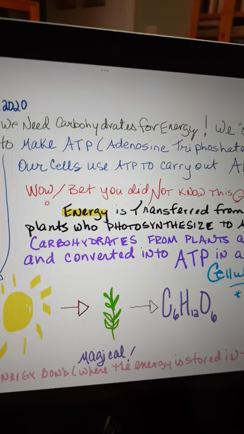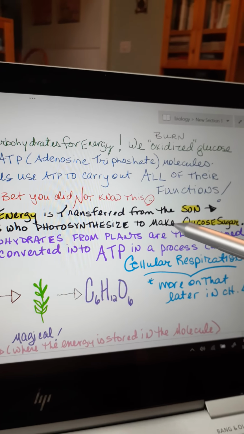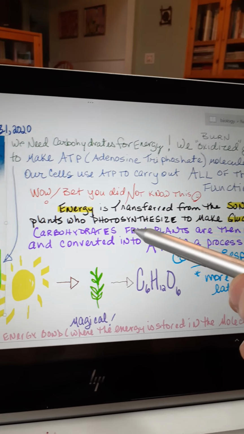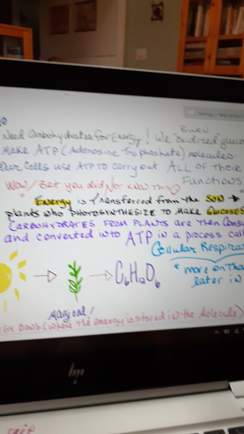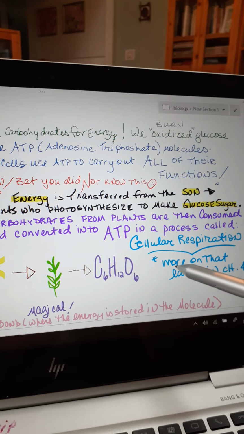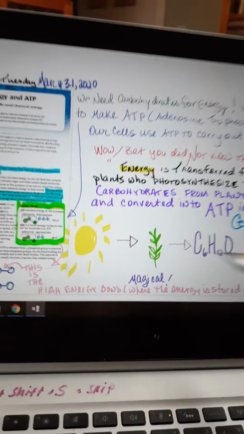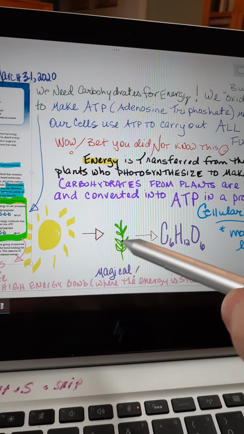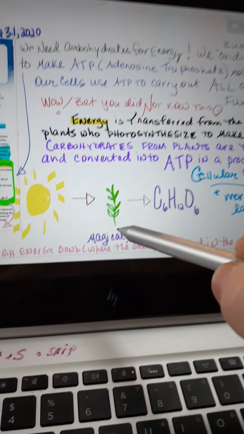Energy is transferred from the sun to plants, who photosynthesize to make glucose sugar. Carbohydrates from plants are then consumed and converted into ATP in a process called cellular respiration. More on that later in Chapter 4. Sun goes into plants. The plants take the sun's energy and make glucose.